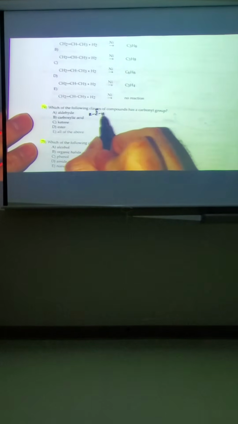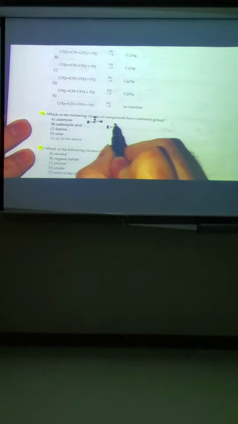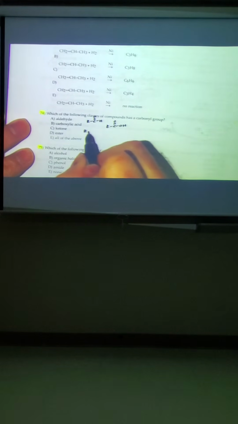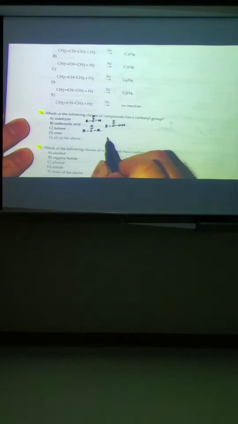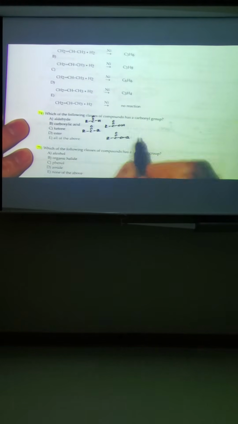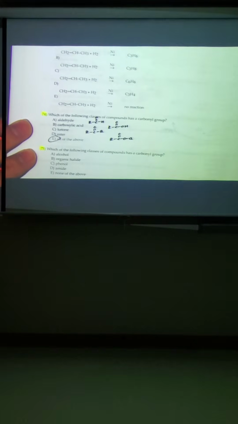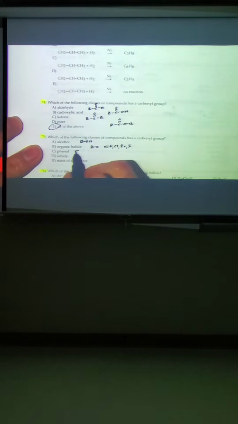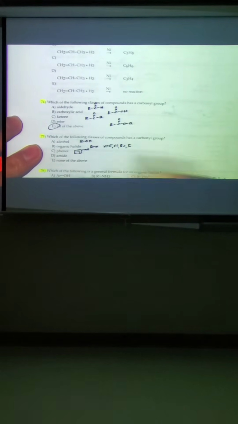Lots of questions here, so let's keep going. Carbonyl groups. Aldehydes, check, that's an R carbonyl H. Carboxylic acids, an R carbonyl OH. Ketone is an R carbonyl R. Ester is an R carbonyl OR. So all the above. The only one missing of that 5 actually is the answer down here. An alcohol is an ROH. An organic halide is an RX, where X is some halogen, fluorine, chlorine, bromine, or iodine. Phenol is that arene system with an OH. The amide, which is the answer, is an R carbonyl NH2 group.